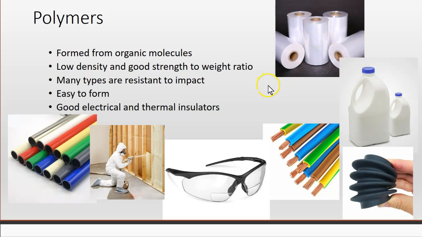We can see applications, for instance, the fact that they are chemically resistant makes them good for packaging and piping. Their thermally and electrically insulating properties are exploited in this spray foam and also these electrical insulators covering the copper cables. Their toughness is useful for use in glasses and elastomers. This is an application of an elastomer to create a boot.